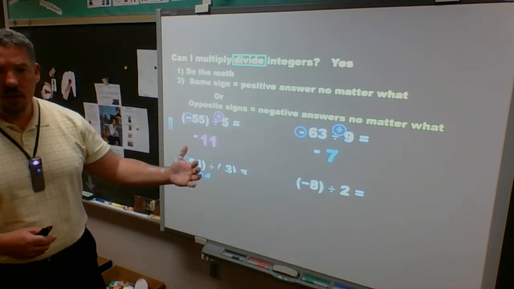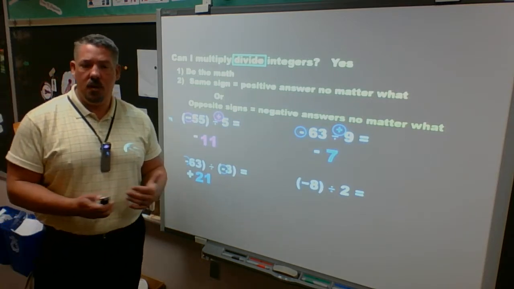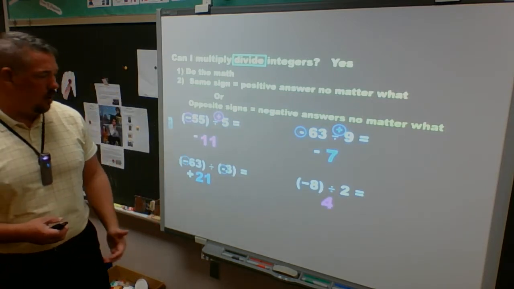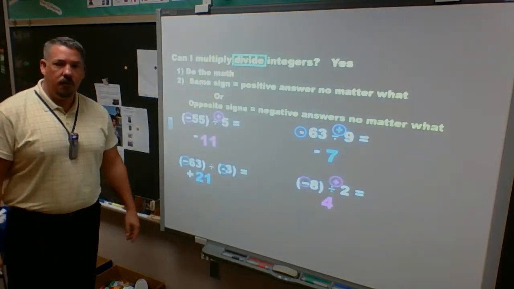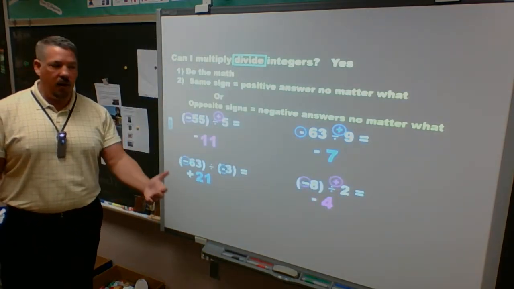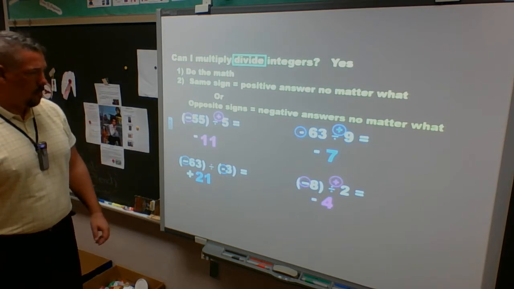Division, I can divide integers. I'm going to do the math first. 8 divided by 2 is 4. They're opposite signs, so that's not going to be the positive. The first one's a negative, so I know I have a negative 4 as my answer.